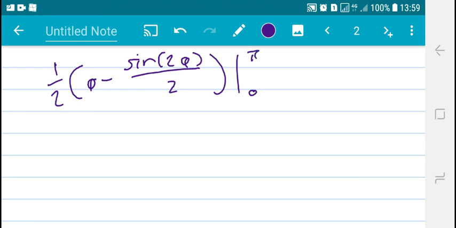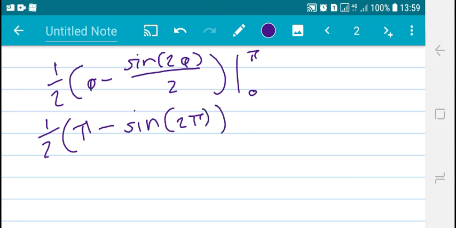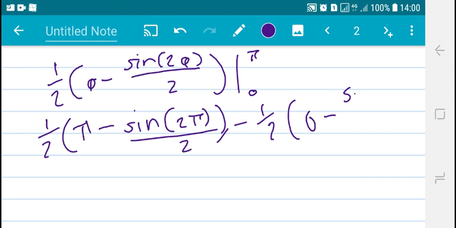And now we just substitute the upper limit of integration. We subtract that from the substitution of the lower limit of integration as follows. So it's a half, pi minus sine of 2 pi over 2 here. Then we subtract it from the lower limit of integration, 0 minus sine 2 times 0, 0 over 2.